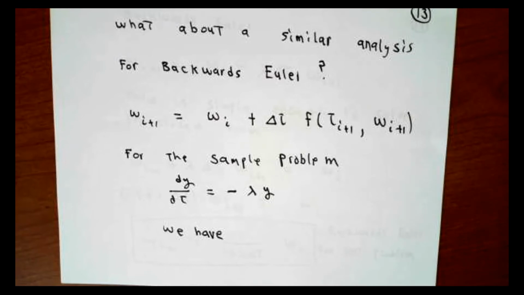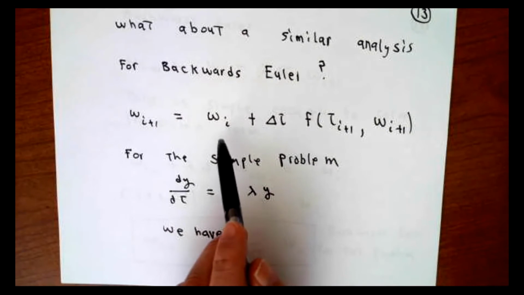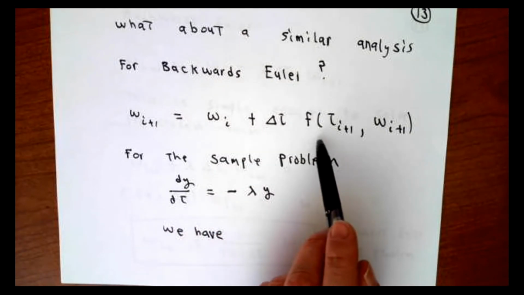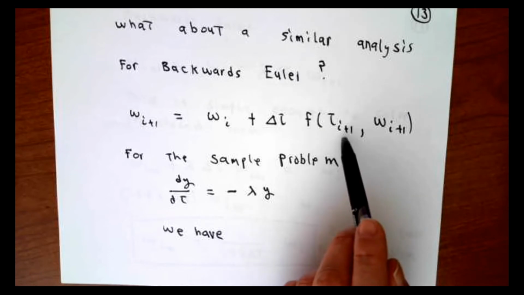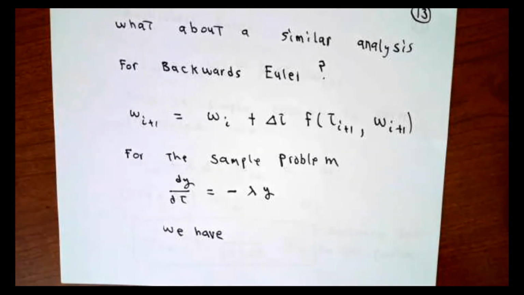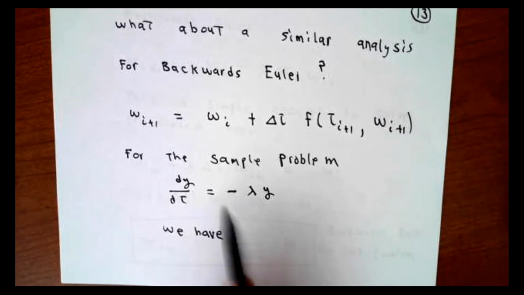You'll remember that that's a one-step method, except the step that we use is in the future. Wi plus 1 is Wi plus delta t times an f value, but we don't evaluate at the current time value in the current approximation to the solution. We evaluate it at the next time step and the approximation to y that goes with that time step. Let's apply backward Euler to our sample problem.